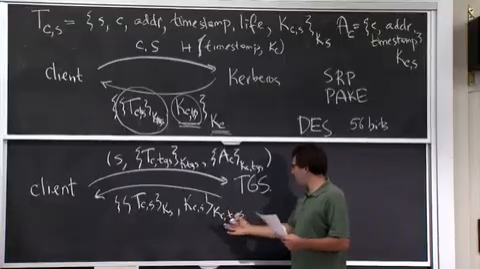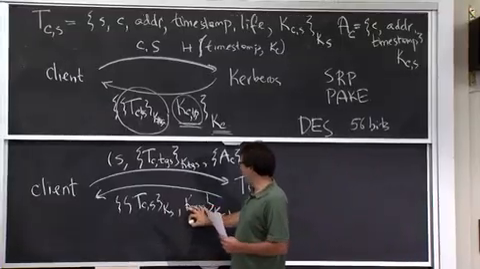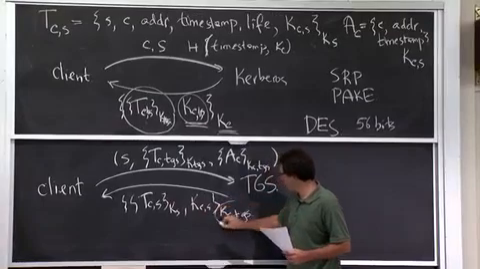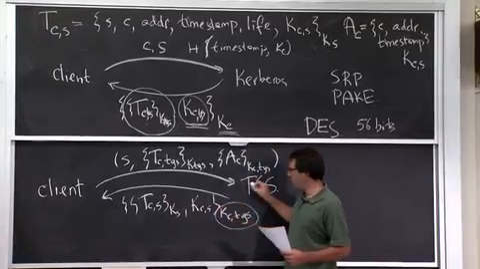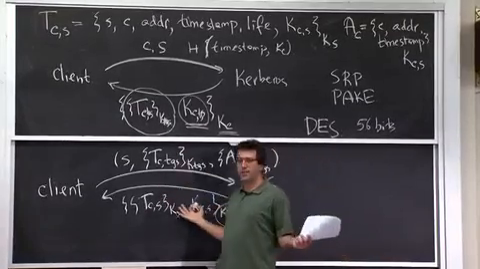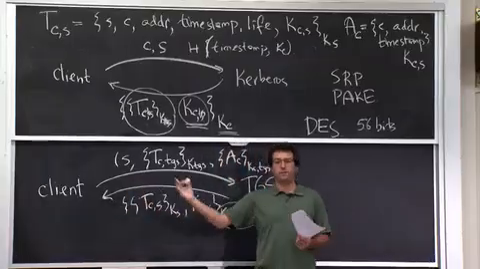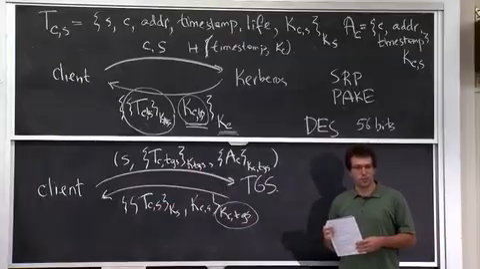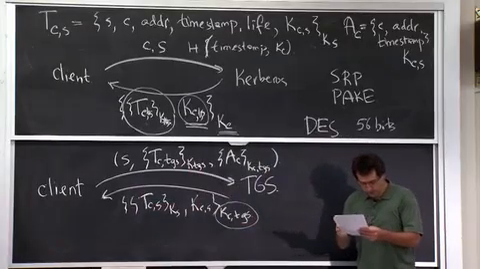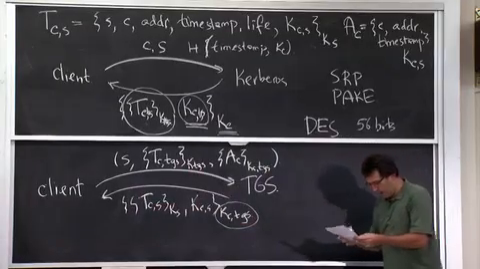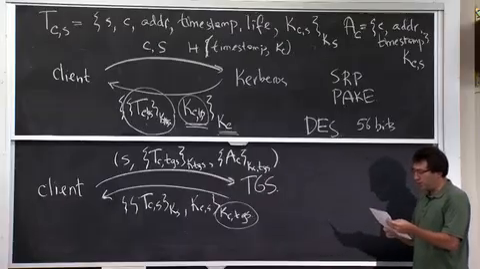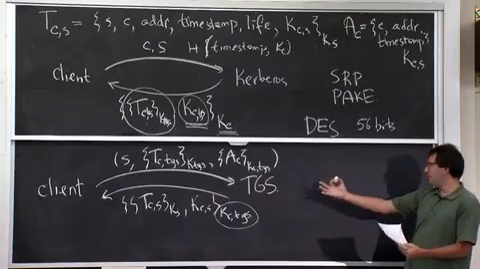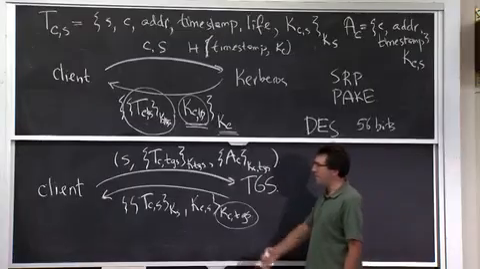Now in response, we can get this ticket finally. And because we know KCTGS, we can decrypt the response from this TGS server. And now we have a ticket for any server we want, a file server, mail server, whatever it is that we finally care about connecting to. Make sense? All right.